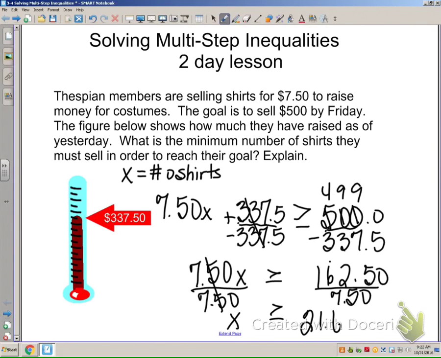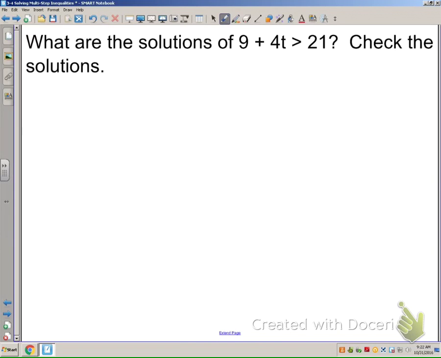Well, we can't have 21.6 shirts. And we know that we want it to be more than or equal to 21.6. So they must sell at least 22 shirts. If they sell more than 22 shirts, then that's awesome. They're going to make more than their goal. So selling 22 shirts will get them to their goal. If they sell more than that, it will be above their goal.